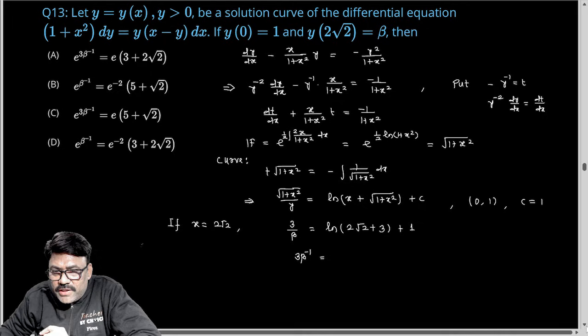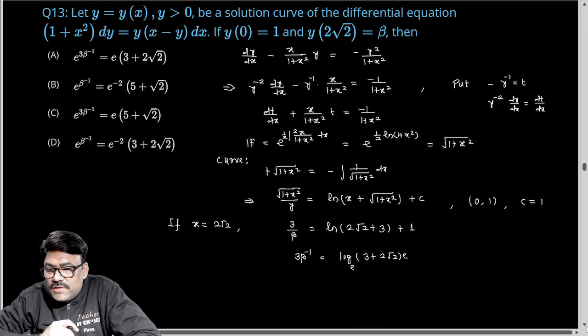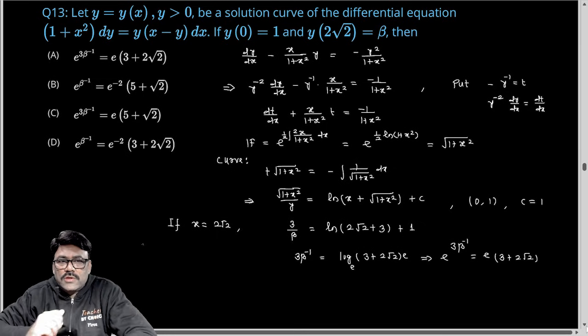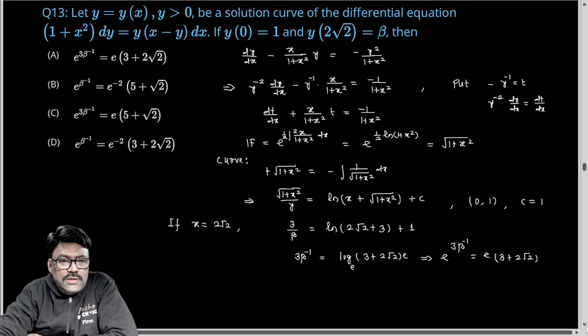On the right, this 1 can be written as log e with the base e. So the right side can be written as log of e times (3 plus 2 root 2). So finally, I'm getting e raised to 3 beta raised to minus 1 is equal to e times (3 plus 2 root 2). So this should be the correct answer, which is like, I think B option, A option, sorry. A option matches here.